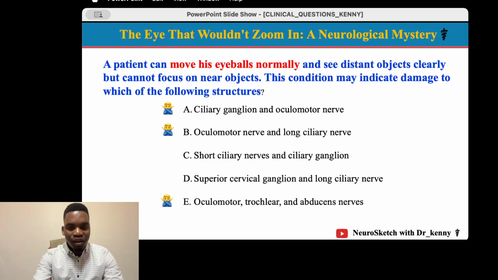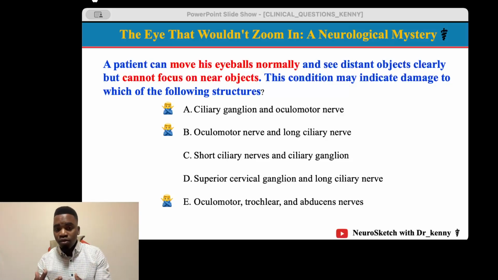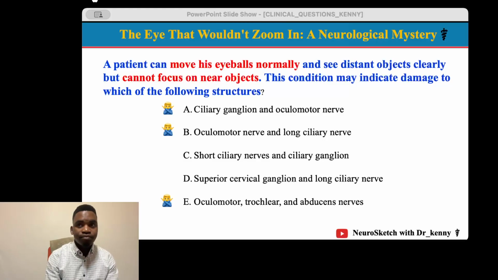So what do we need to know from the question? Listen to the question again. What is the problem with the patient? The problem is he cannot focus on near objects. I know it is a little bit mingled with other pathologies, like the knowledge of the accommodation reflex.